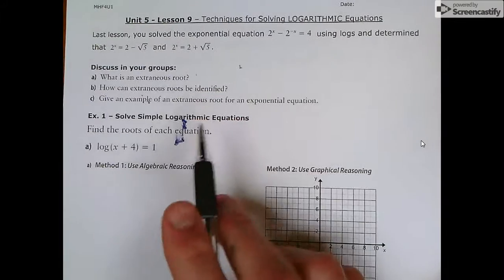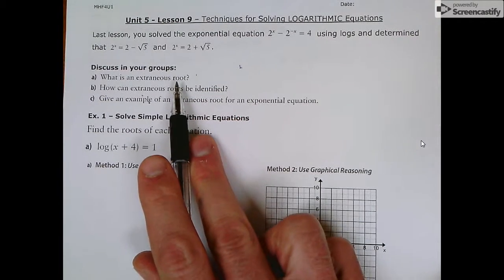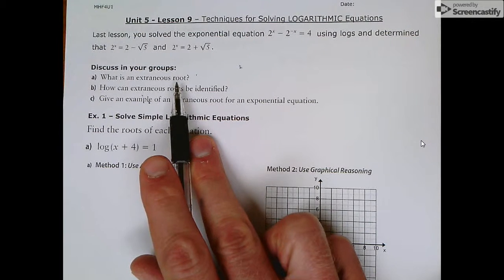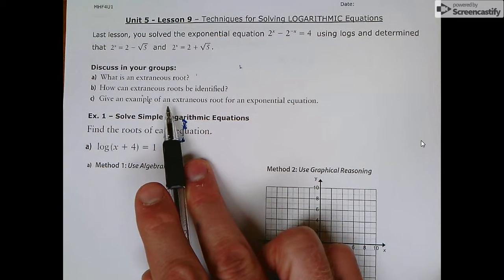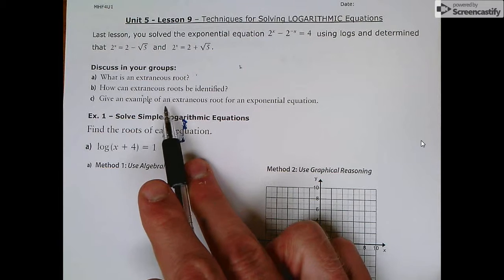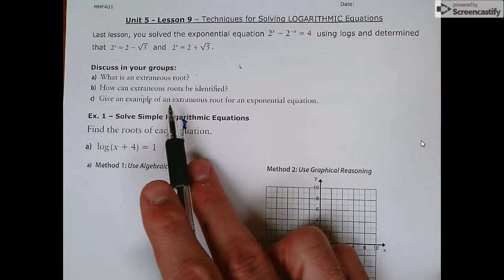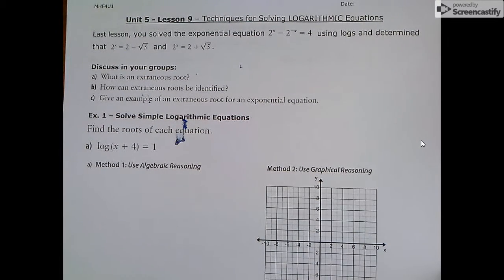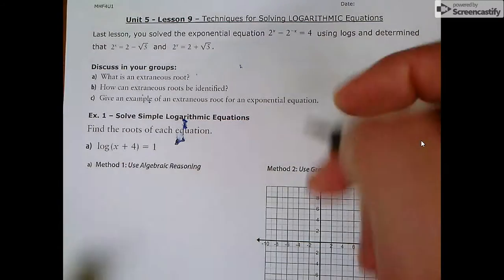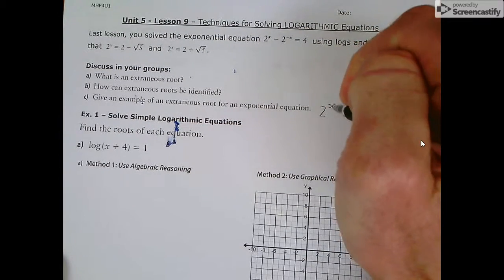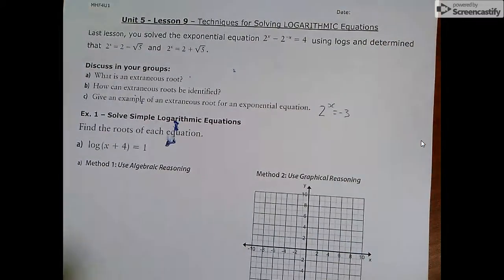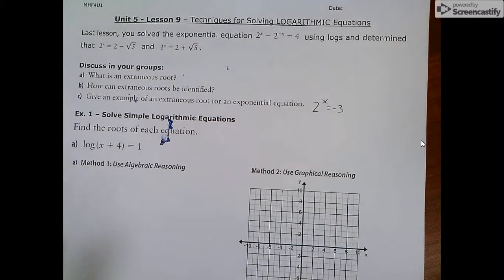Just as a few reminders, an extraneous root is a useless solution, one that we cannot use. How can you identify if it's an extraneous root? Well, you can actually just see if the solution works in the original equation. And if it results in an invalid answer, then it's no good. An example of an extraneous root could be something very simple. Let's do 2 to the x is equal to -3. And like we said, there's no value of x we can ever raise 2 to result in a negative number.